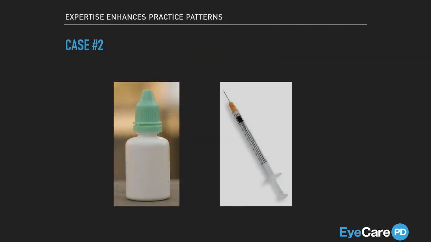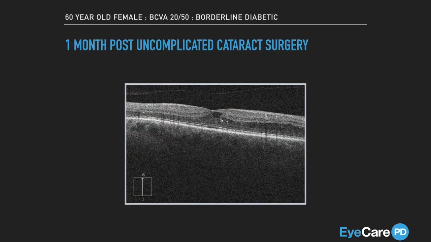Again, same concept, expertise enhances practice patterns. Let's look at another case. This is a 60-year-old female, best corrected vision 20/50, borderline diabetic, 1 month post-uncomplicated cataract surgery. Yep, exact same patient profile as you saw previously. But what do you see on this OCT?